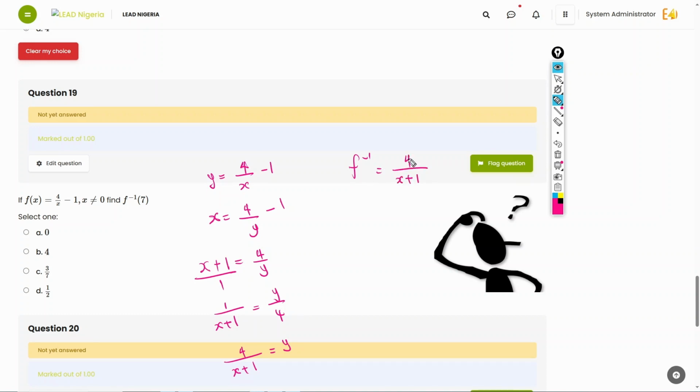Again, the process is this. You write out the original function, you switch x and y, right? Once you've done that, the y value in the switched version already represents the inverse function, right? So you just substitute that into the formula. Okay, now all we have to do is plug in 7, right? So we have f inverse of 7, which would be 4 over 7 plus 1. Plug in 7 for x, we have 4 over 8, which is 1 over 2.